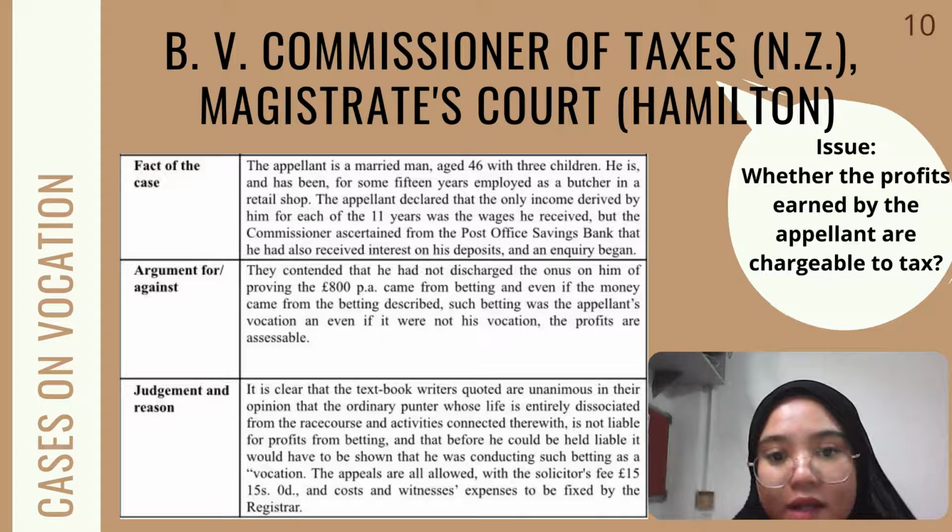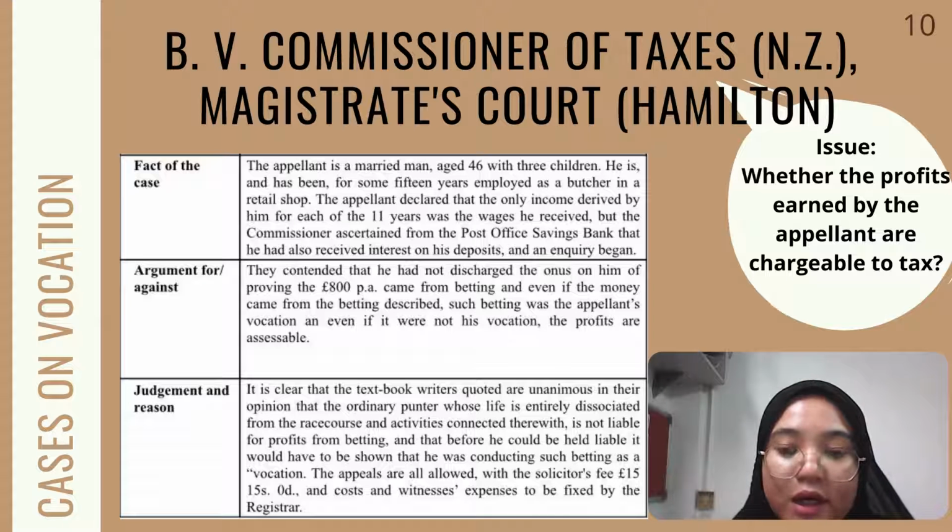The appellant declared that the only income derived by him for each of the 11 years was the wages he received. But the commissioner asserted from the Post Office Savings Bank that he had also received interest on his deposit, and an inquiry began. The argument was they contended that he had not discharged the onus on him of proving the $800 came from betting, and even if the money came from the betting described, such betting was the appellant's vocation, and even if it were not his vocation, the profit are assessable.